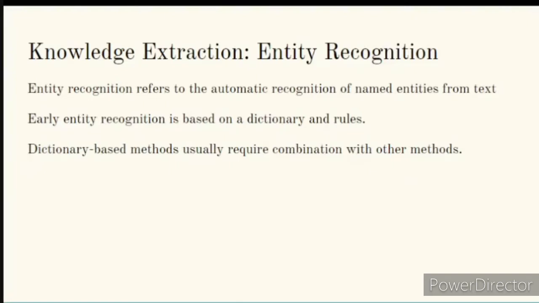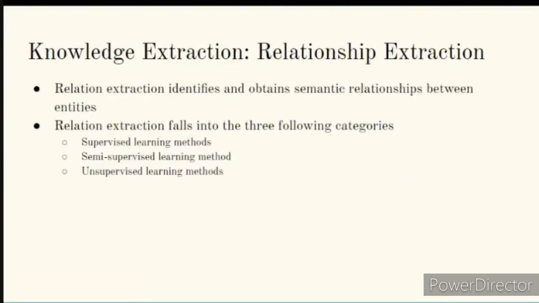Now, moving on to the next topic, that is our relationship extraction. Relationship extraction identifies and obtains semantic relationships between entities from a large number of irregular corpora. At present, more research is based on machine learning methods to extract relations. Advantages include the absence of need to construct templates manually, automatic learning of corpus, and strong portability.